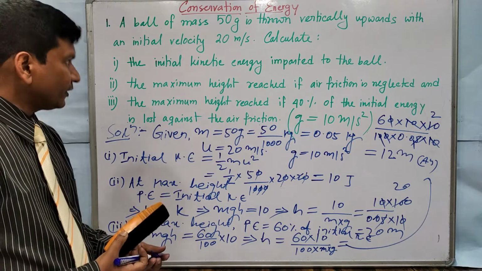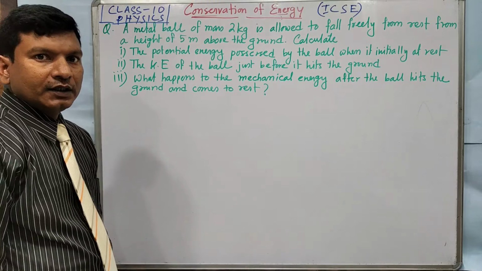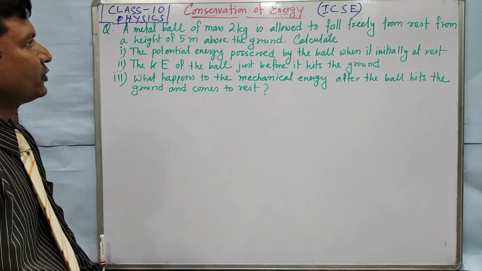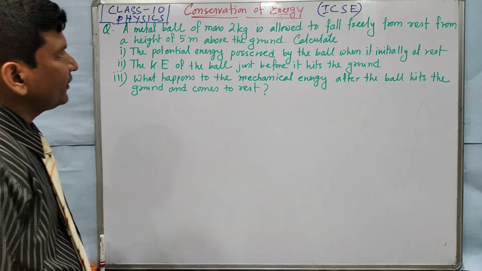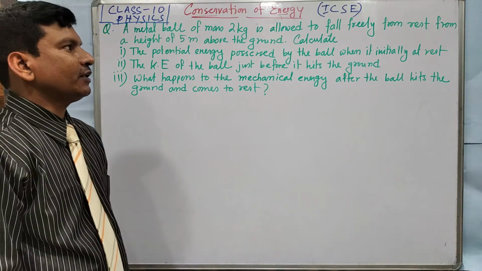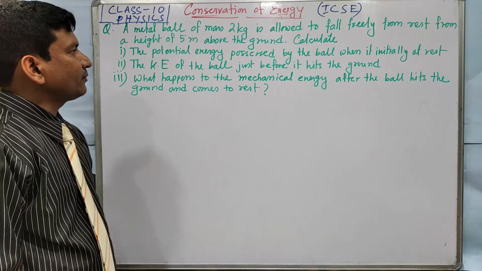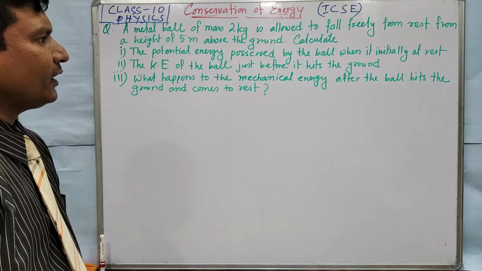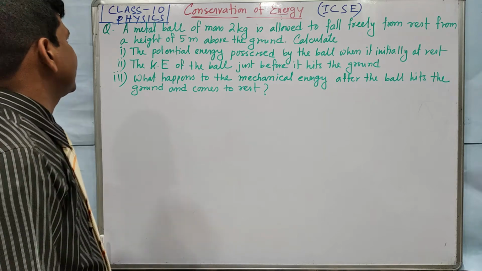So next I will be doing another numerical. Just see, pay attention. Okay. Now see the next question: a metal ball of mass 2 kg is allowed to fall freely from rest from a height of 5 meter above the ground. Calculate the potential energy possessed by the ball when it is initially at rest, the kinetic energy of the ball just before it hits the ground. What happens to the mechanical energy after the ball hits the ground and comes to rest?